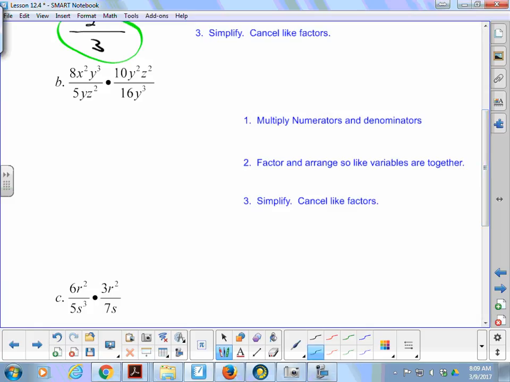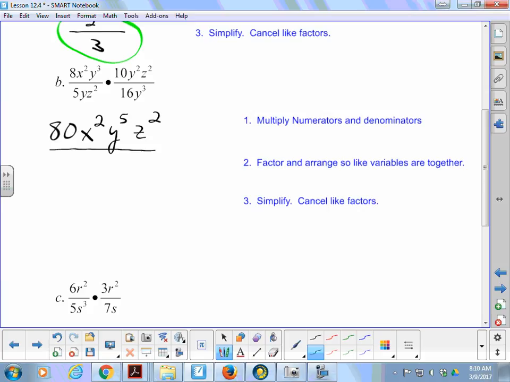So 8 times 10 is 80. And don't forget, when you multiply with the same variable, you add the exponents together. So let's say I have x squared here. I have no other x's, so we have x squared. We have a y cubed here and a y squared there. So I'm multiplying the same base, so I add those exponents. That's y to the 5th and z squared. There's our numerator. So we multiply the constants together, multiply any variables together, and add their exponents if they're the same.